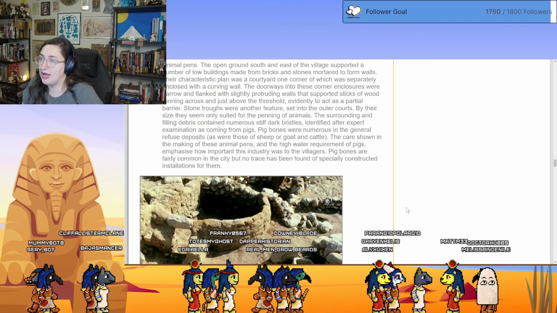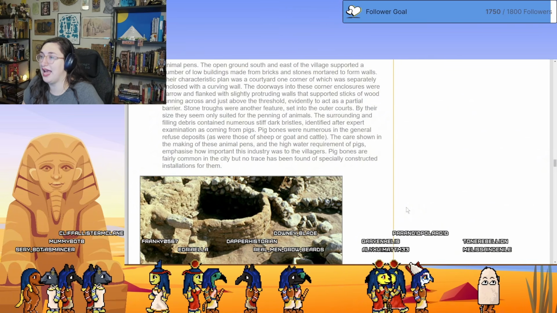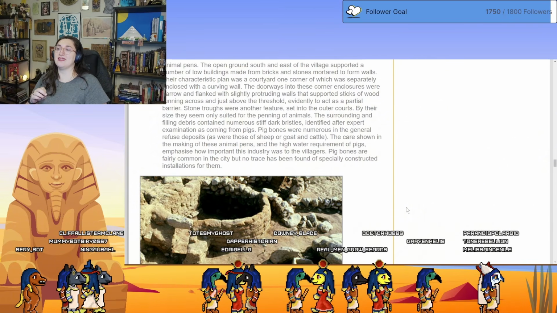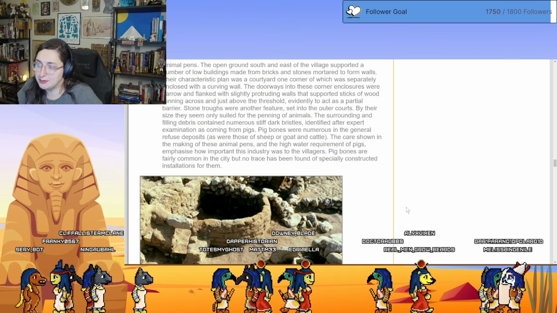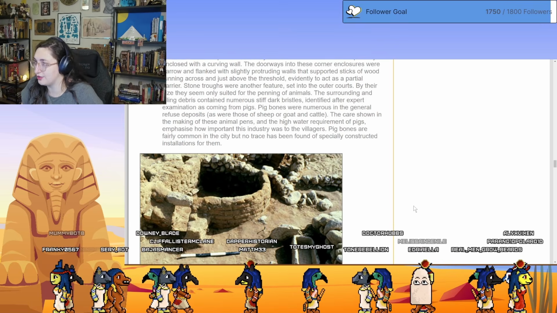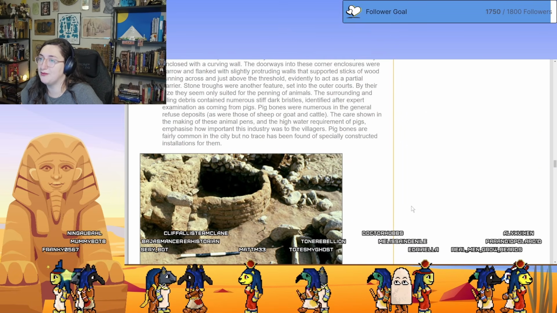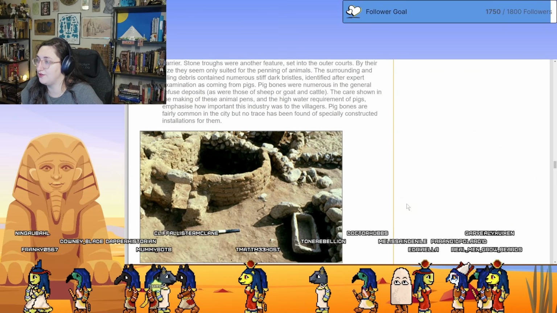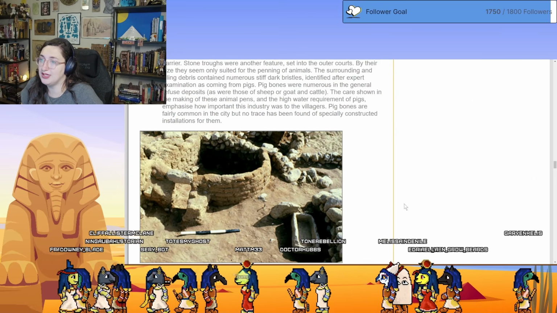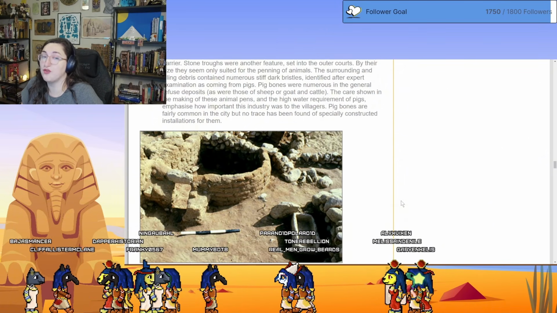The surrounding and filling debris contain numerous stiff, dark bristles identified after expert examination as coming from pigs. Pig bones were as numerous in the general refuse deposits as those of sheep or goat and cattle. The care shown in the making of these animal pens and the high water regimen for pigs emphasize how important the industry was to the villagers. Pig bones are fairly common in the city, but no trace has been found of specially constructed installations for them.